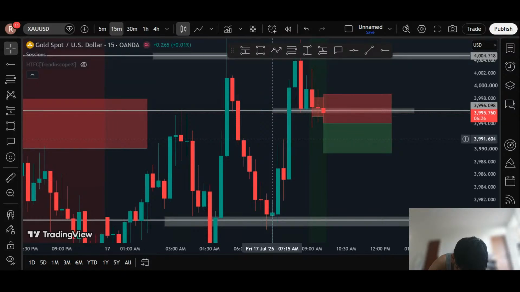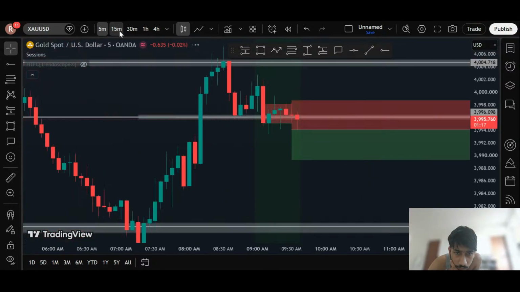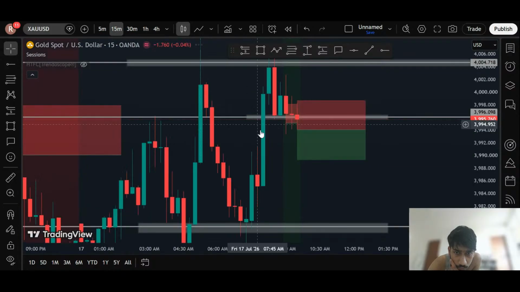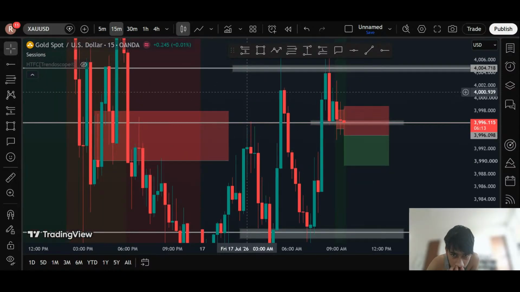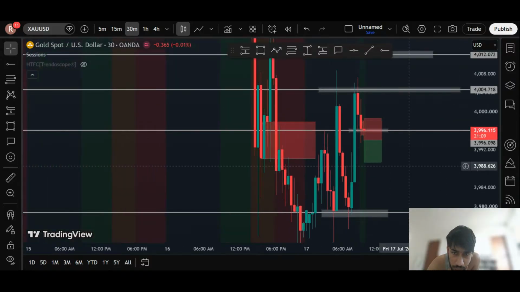Yes, bigger time frame does matter. Is this MetaTrader what we're seeing now? Yes, MetaTrader. I use Dominion Broker MT5 from the website on MacBook. Yeah, this is MetaTrader.